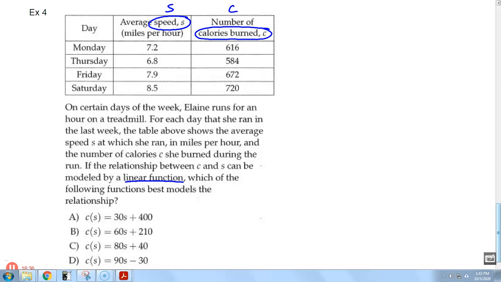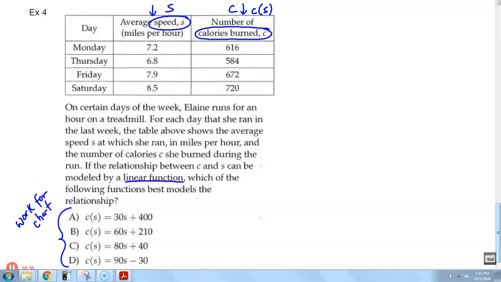So one of these formulas here works for the chart. Meaning that if you plug in these S's, all of these numbers here are S's in this column, and all of these numbers are C's. If you plug S's and C's in there, and this over here actually is C of S. It's what are the calories after you plug the speed in. Kind of think of it as a Y almost. So we got to find out which one works.